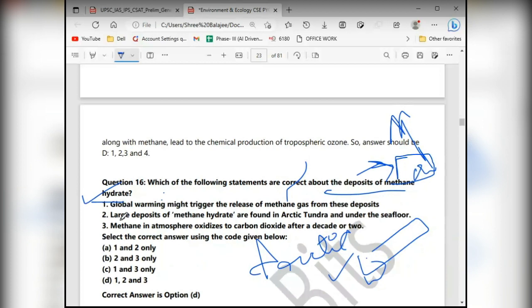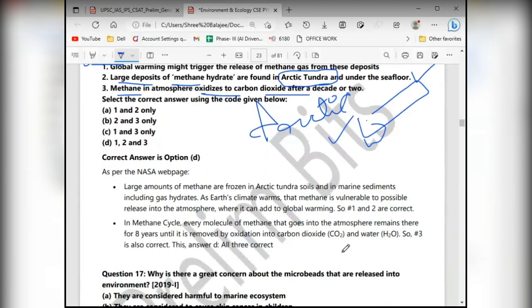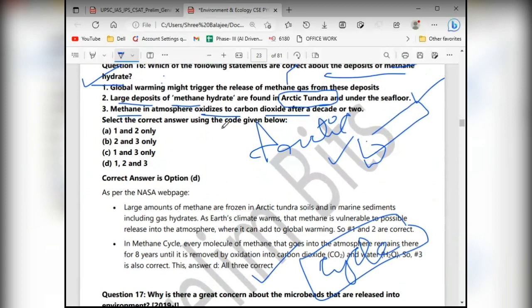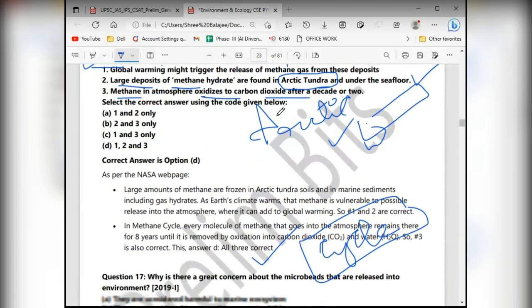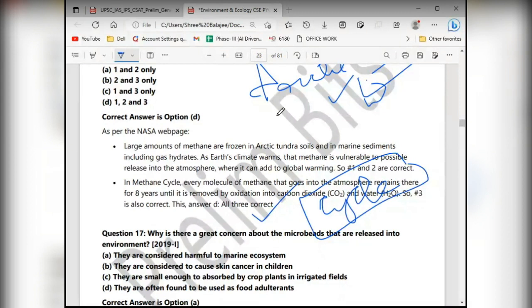Now the second statement, large deposits of the methane hydrate. So this is what I'm telling you, that it was in the news at that time. So the second statement is true. Methane जो है that oxidizes to CO2 after a decade or 2. So after a decade or 2, it will oxidize into CO2. Again, जिसने भी cycles को अच्छे से prepare किया होगा, gaseous cycles को, ये questions थोड़े से easy हो जाते हैं solve करने. And until and unless you find any clueless thing that it might not or it may, in that situation, just consider कि it can be oxidized, it might release.